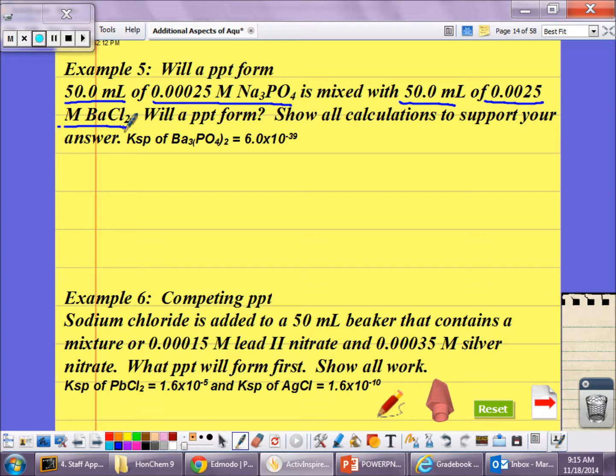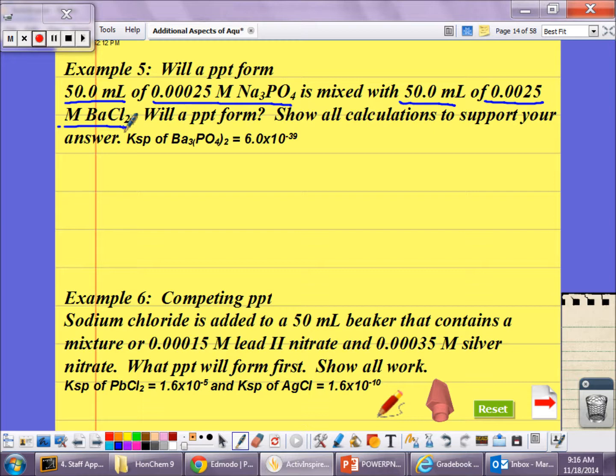Even if they don't say show your calculations, when they ask will a precipitate form, you cannot just answer yes or no. You need to do work and then answer the question. This is what we will do. Pay very close attention, because in the solubility parts of this unit, today's lecture is the most difficult to understand.